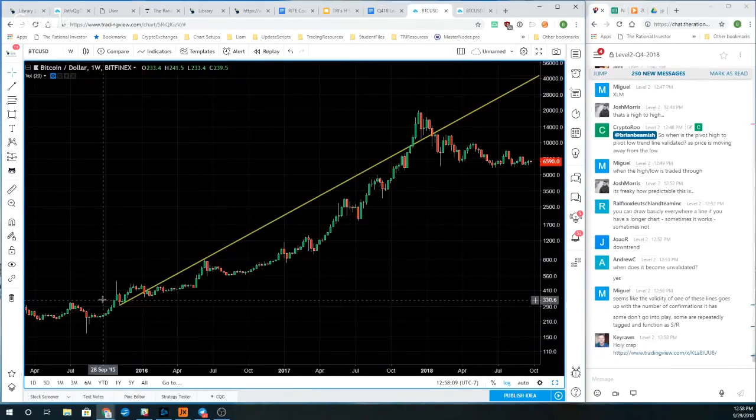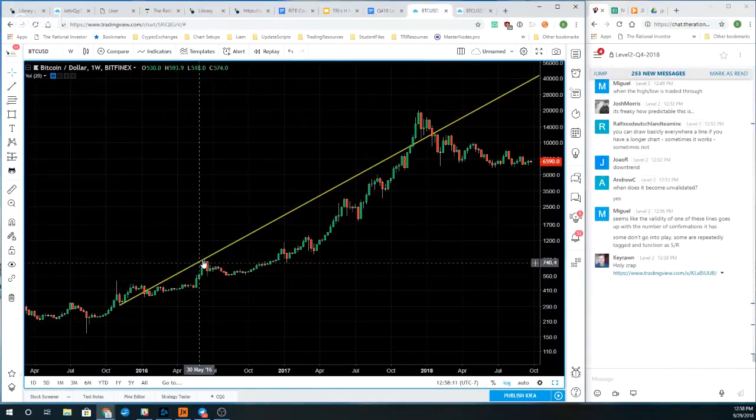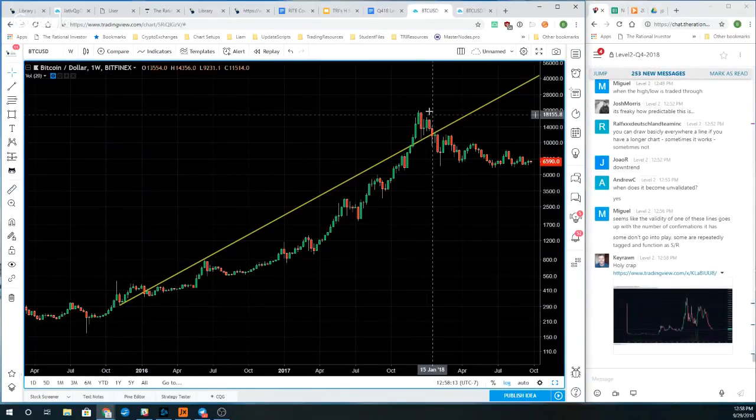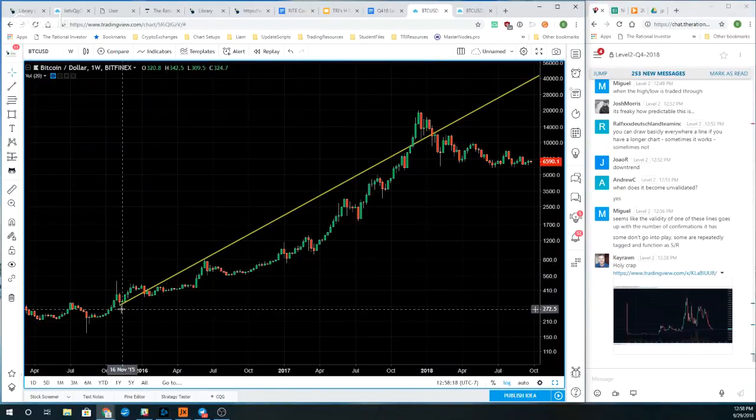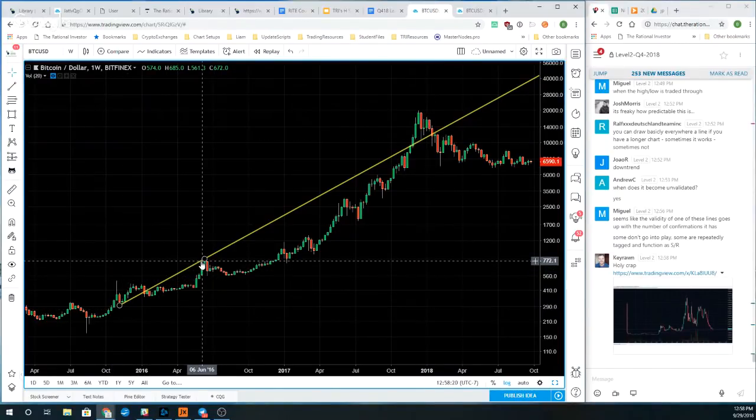So does everybody see how I just did that one? Pivot low, pivot high. And that actually painted the actual double top breakdown of Bitcoin right off of that trend line. It's just crazy, eh?